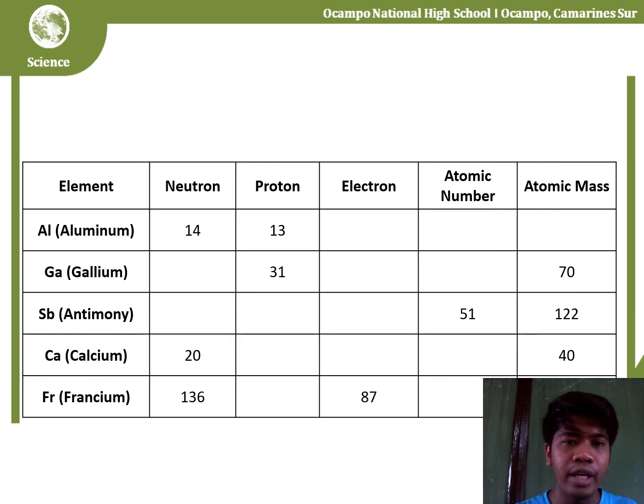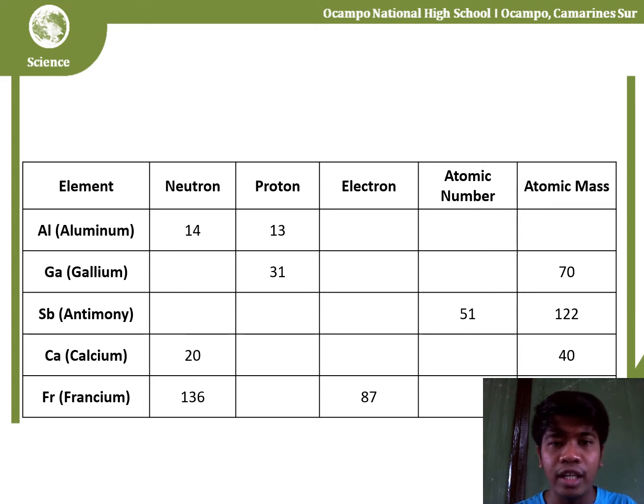Let's first have the element aluminum. Ano yung given sa atin for the first element aluminum? The given are the number of neutron and the number of proton. And ano yung hinahanap sa atin? The missing are the number of electron and atomic number as well as the atomic mass. Unahin natin yung pinakamadali. We have the number of electrons.